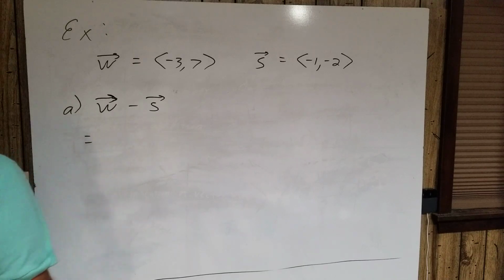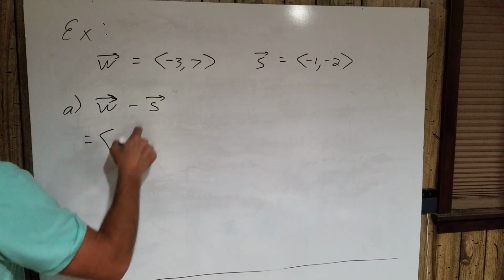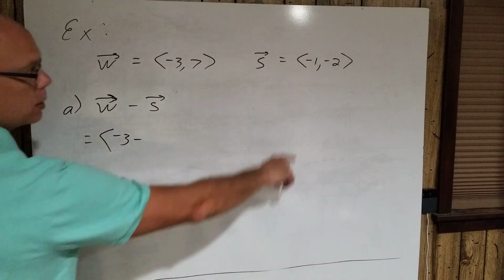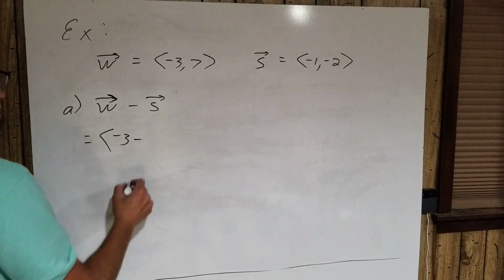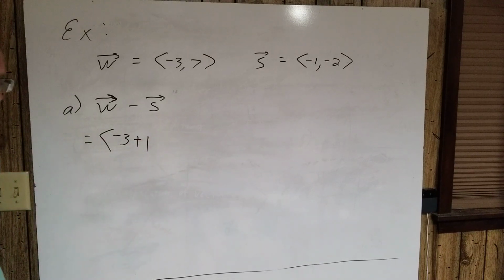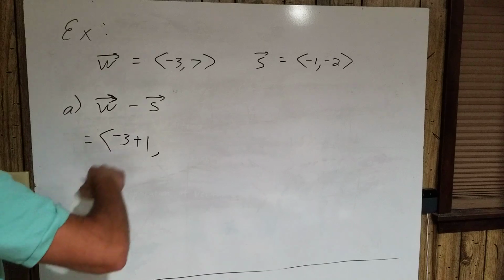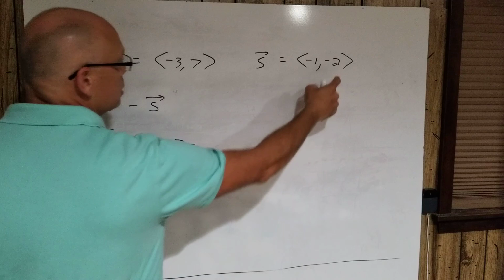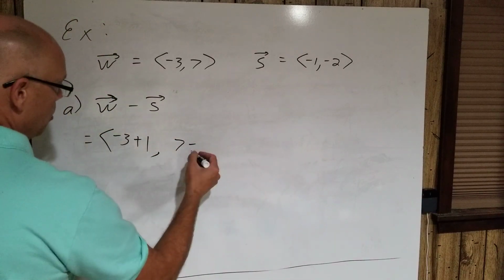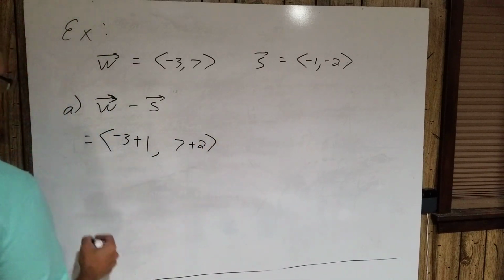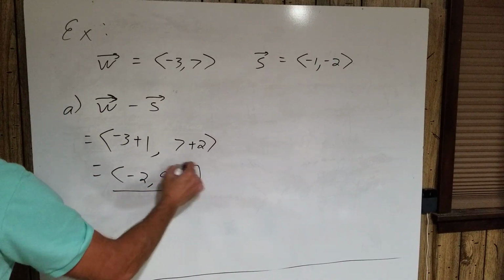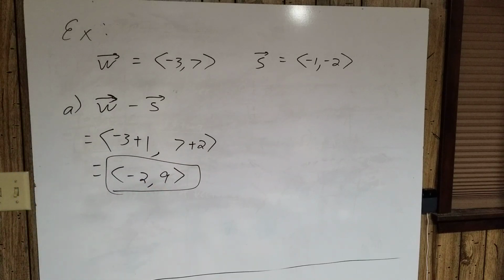All right, so how am I going to do that? Let's take the first component in vector W, subtract the first component in vector S, so subtract the -1, or I can say add 1. Take the second component in vector W, which is 7, and subtract the second component in vector S, which is -2. Then just do the math. What do we have? <-2, 9>. That's vector W minus vector S.